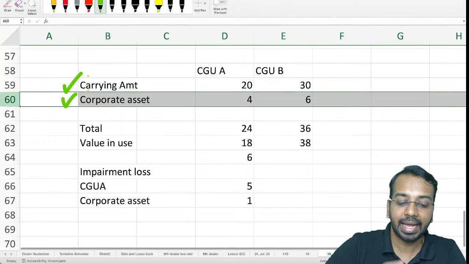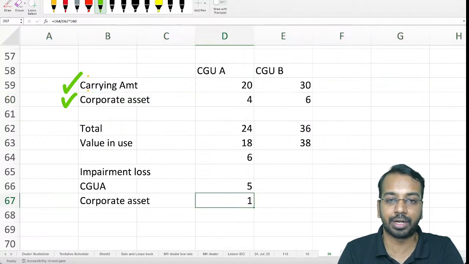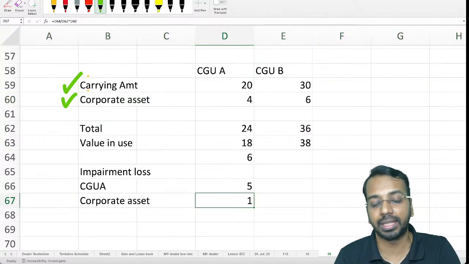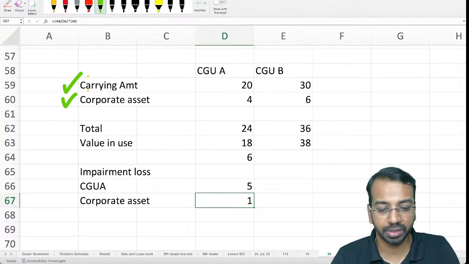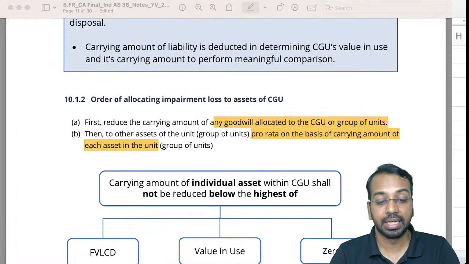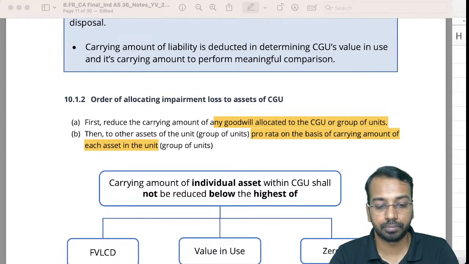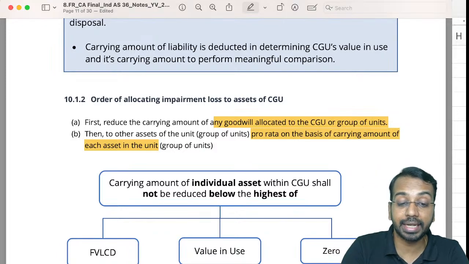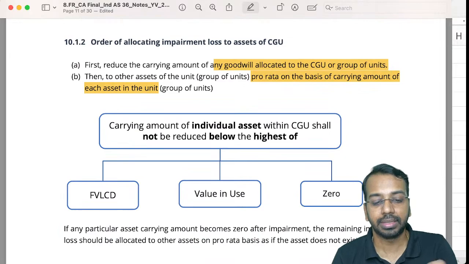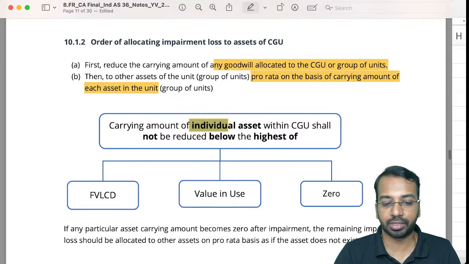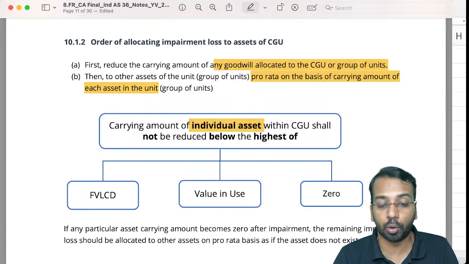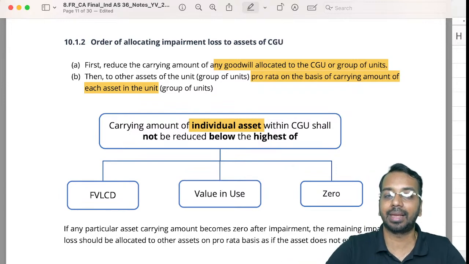Then in that case, the entire impairment loss of the CGU will be allocated to CGU A, that is cash generating unit A. What we need to understand here is, when we are allocating it to other assets in the group, the carrying amount of the individual asset within the allocated CGU shall not be reduced below 0. Of course, you cannot have the carrying amount as a negative number.